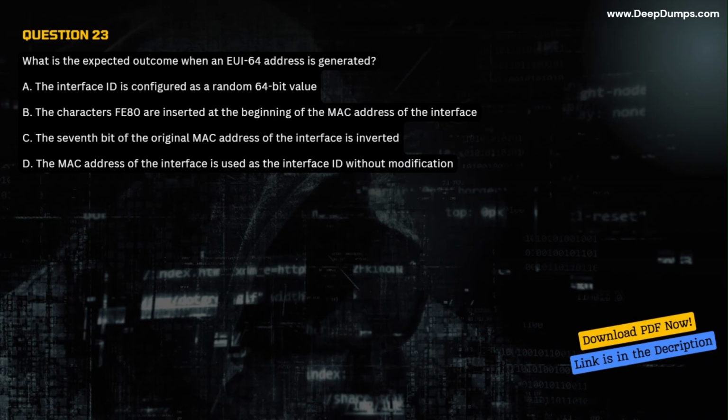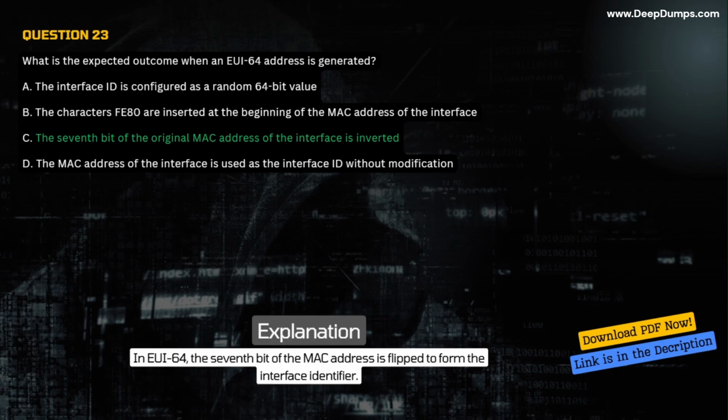The characters FE80 are inserted at the beginning of the MAC address of the interface. C. The 7th bit of the original MAC address of the interface is inverted. D. The MAC address of the interface is used as the interface ID without modification. Correct answer, C. The 7th bit of the original MAC address of the interface is inverted. Explanation: in EUI-64, the 7th bit of the MAC address is flipped to form the interface identifier.